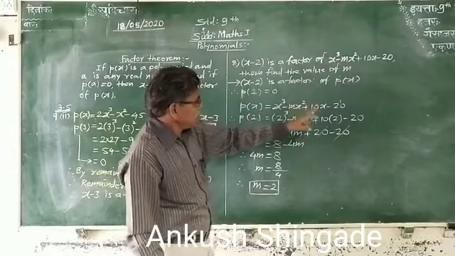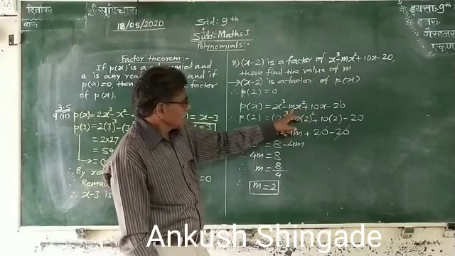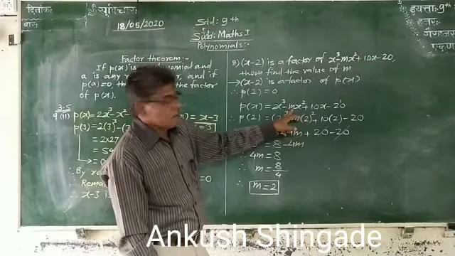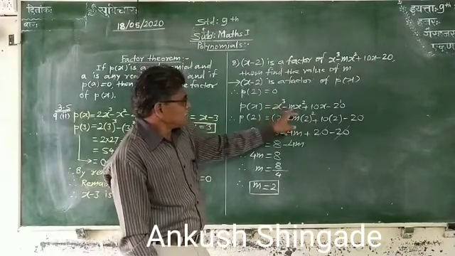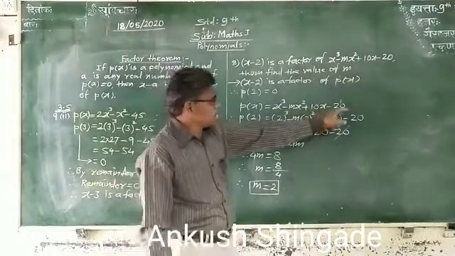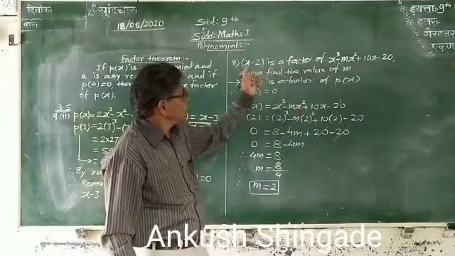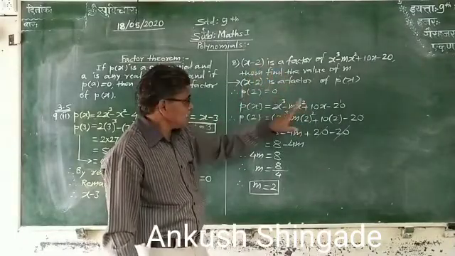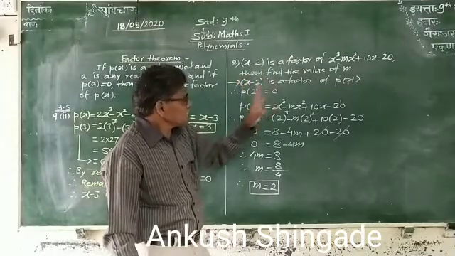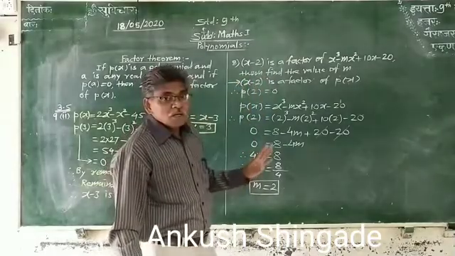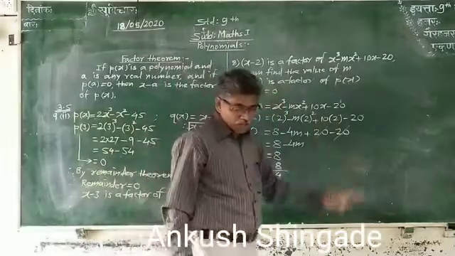If we take m equal to 2, then px will become x cube minus 2x square plus 10x minus 20. And if that polynomial is divided by x minus 2, then the remainder will become 0. So this is the factor theorem.